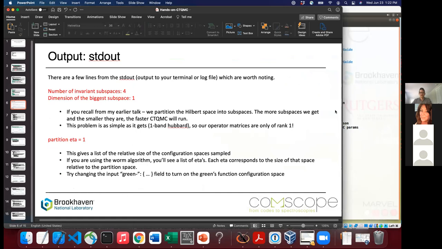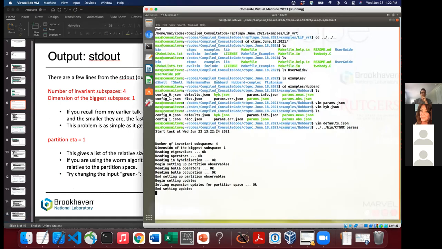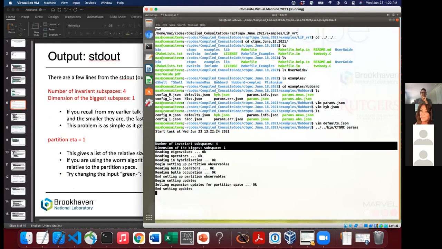While that's going on, I'll talk a little bit about what we're seeing and some discussion while we're waiting for this all to finish. First thing is, we see in this output, what are the number of invariant subspaces and what's the dimension of the largest subspace?